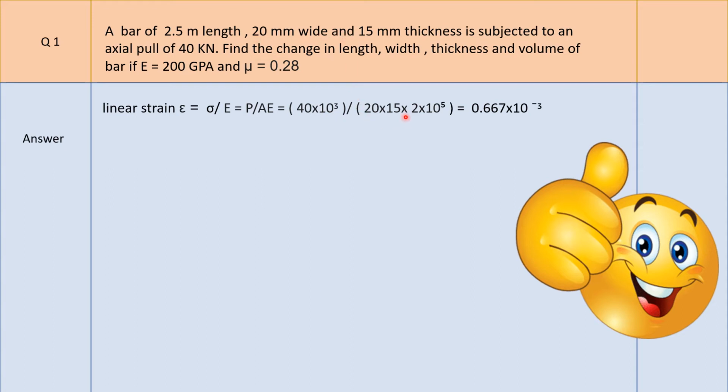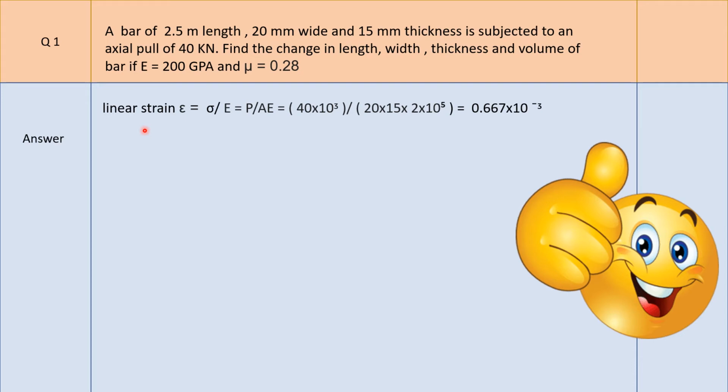20 into 15 is the area, and E is 200 GPa, means 2 into 10 raised to 5 Newton per mm square. Put the bracket in the denominator and in the numerator, and take your calculators in the hand and start doing the calculations from here. Bracket open, 40 exponential 3 bracket close divided by bracket open 20 into 15 into 2 exponential 5 bracket close is equal to. Check your answer. It will be 0.667 into 10 raised to minus 3. Linear strain. Strain has no unit, so there is no unit.